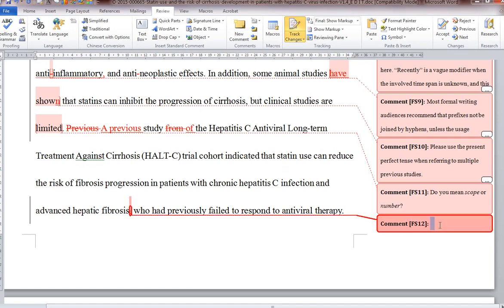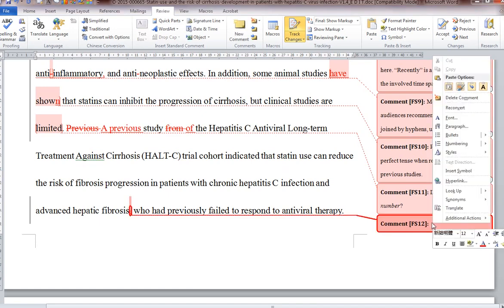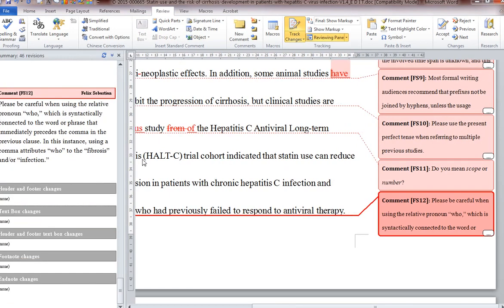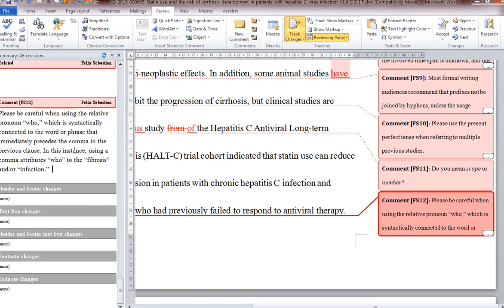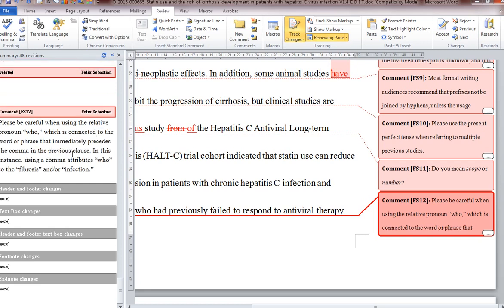Giving the author a bit much to read, but the revision process is critical. I do recommend that authors go through a revision process after using our services. It is his or her paper after all. Please be careful when using the relative pronoun who, which is syntactically connected to the word or phrase that immediately precedes the comma in the previous clause. It's a big word. I can get rid of that.